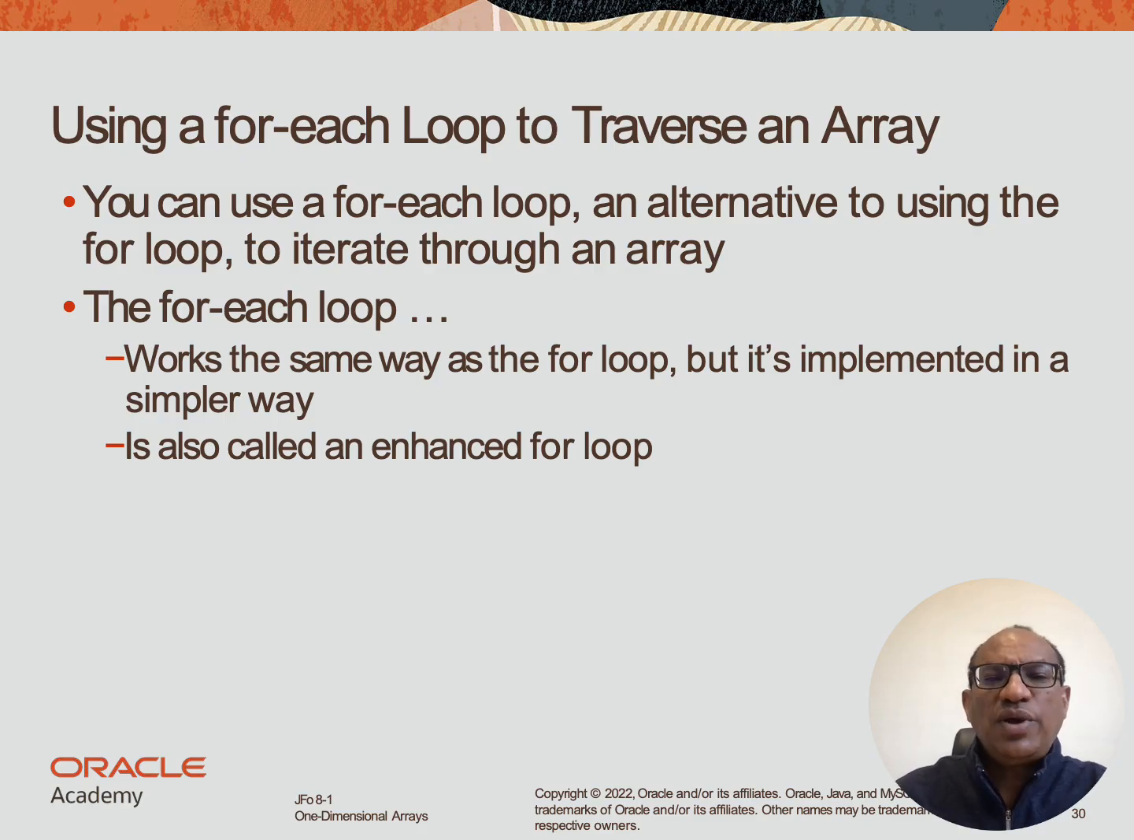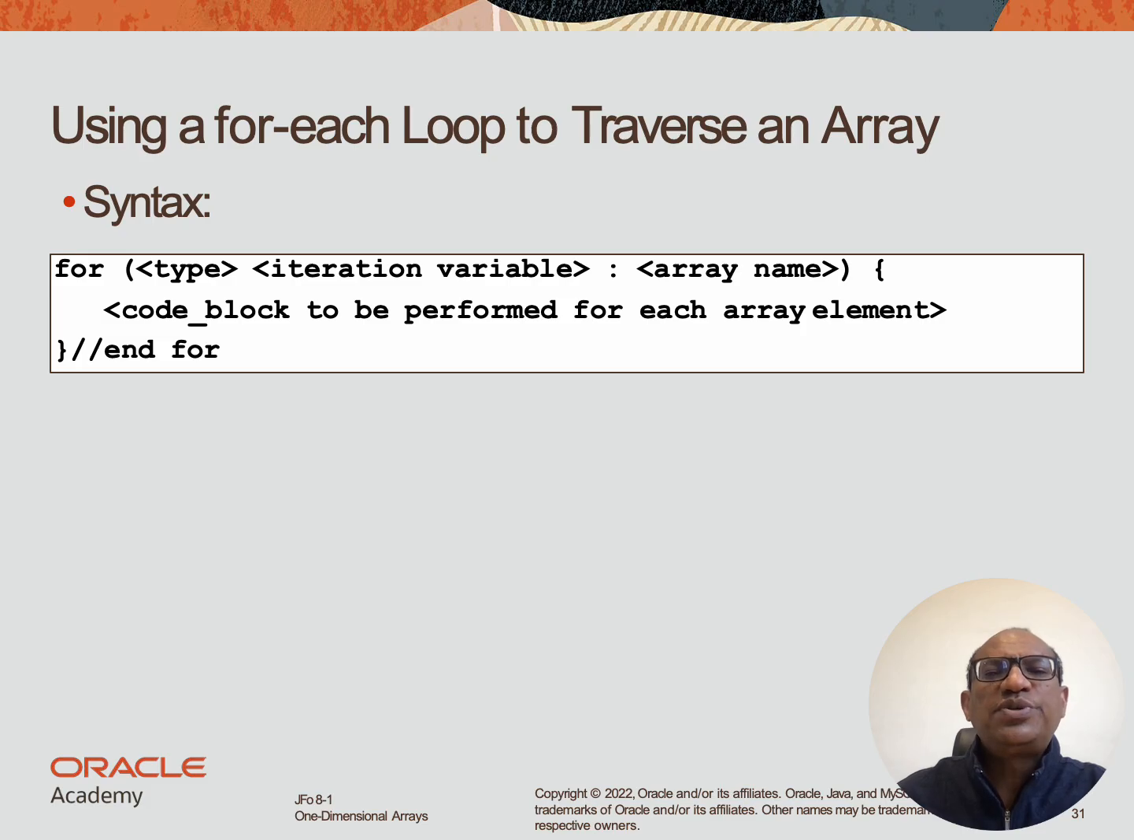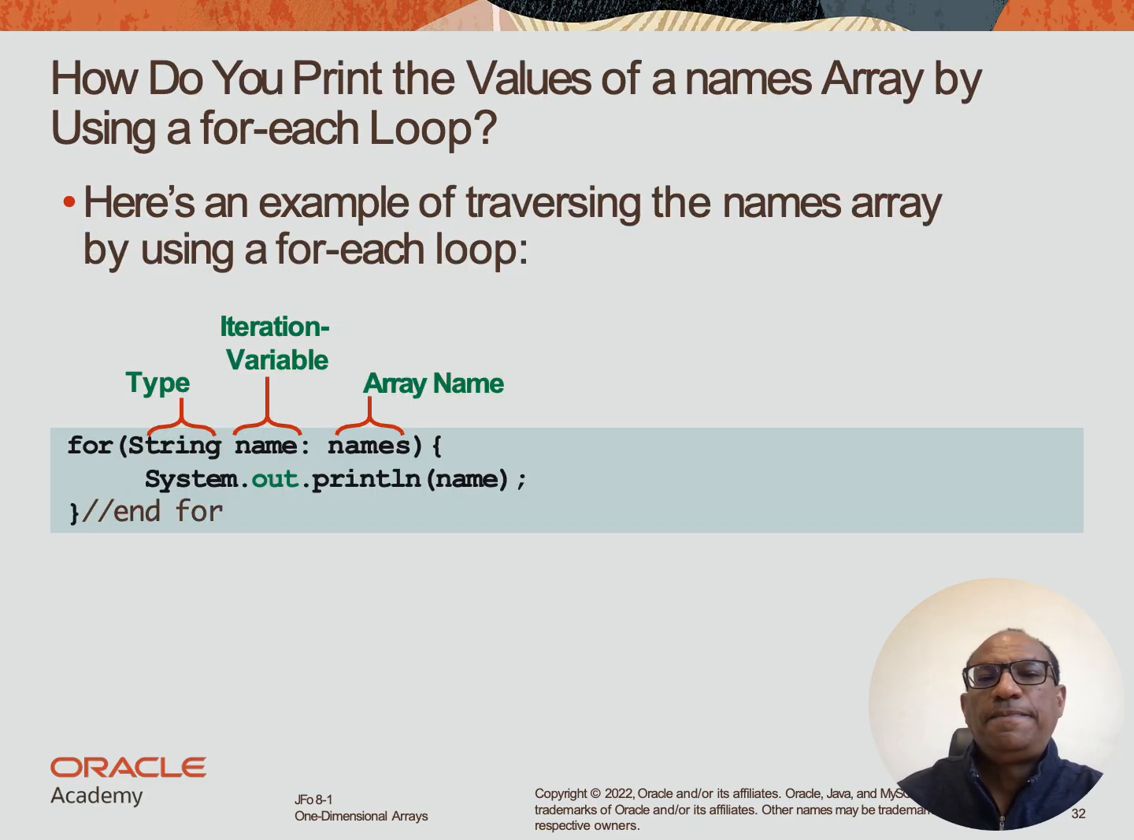There's also a simpler way, the for each loop. A for each loop goes through every element, with no need for index numbers. Just remember, you can't modify array elements directly inside a for each loop. Here is an example of traversing the names array by using a for each loop.